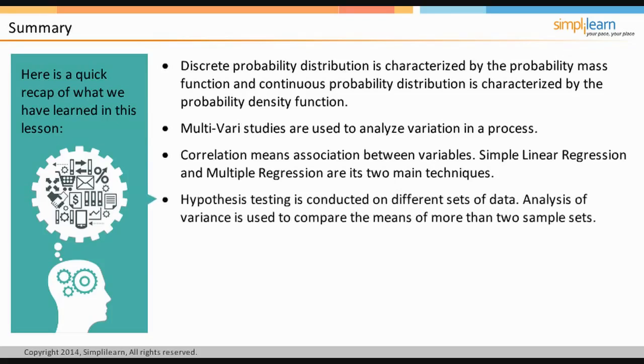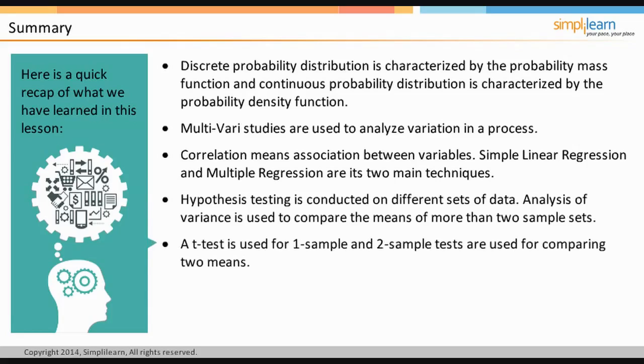Hypothesis testing is conducted on different sets of data. Analysis of variance is used to compare the means of more than 2 sample sets. A t-test is used for 1 sample and 2 sample tests are used for comparing 2 means. We will continue the summary in the following screen.